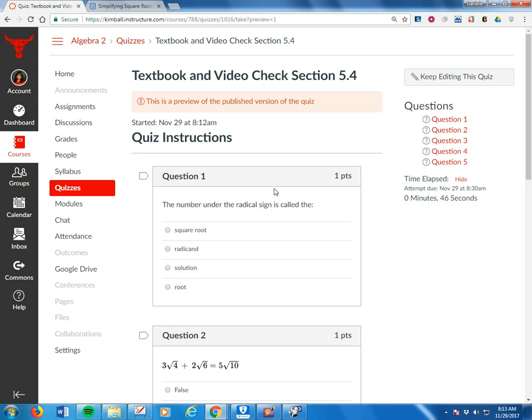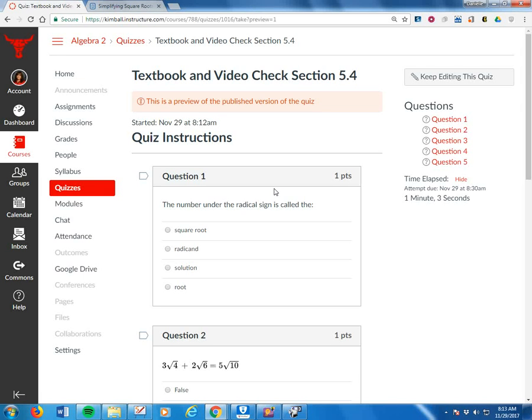We do have a quiz tomorrow over 5.1 through 5.4, including this section. So once we finish going through this in class, make sure you're trying to do as many problems as you can in 5.4 to get help, or come in before school tomorrow to get ready for that quiz.